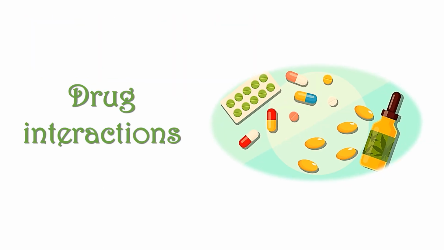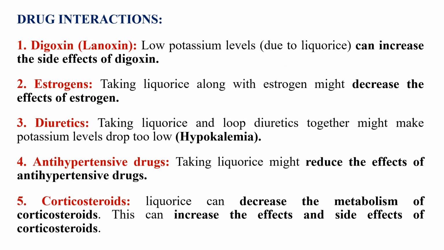Drug interactions. Licorice shows mild or major interaction with the following drugs: digoxin or Lanoxin, used for heart failure. This drug causes low potassium level, hypokalemia, and licorice also causes hypokalemia, so administering both together could result in severe hypokalemia. Also, the low potassium level caused by licorice can increase the side effect of digoxin.